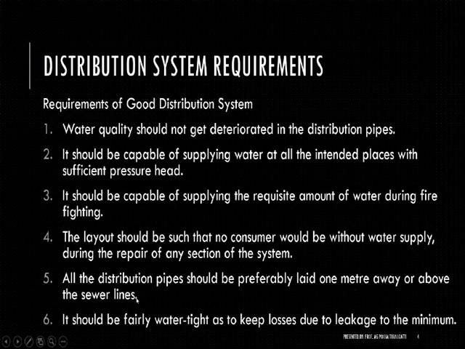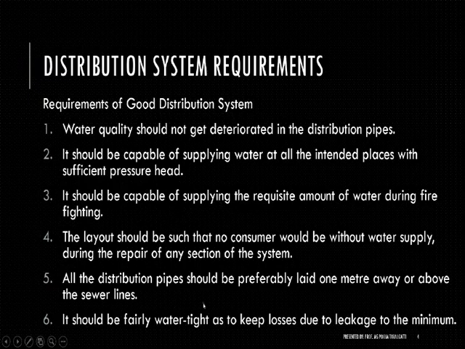Contamination of your drinking water may happen. So the sewer lines and your water lines should be maintained at some particular distance, for example, 1 meter in between these two. Last is, the system should be fairly watertight so that whatever head losses there are, they should be kept at the minimum. Not only head losses, but the losses from your pipeline, that leakage loss and other losses, should be kept at the minimum. In such fashion only you need to design your water distribution system.